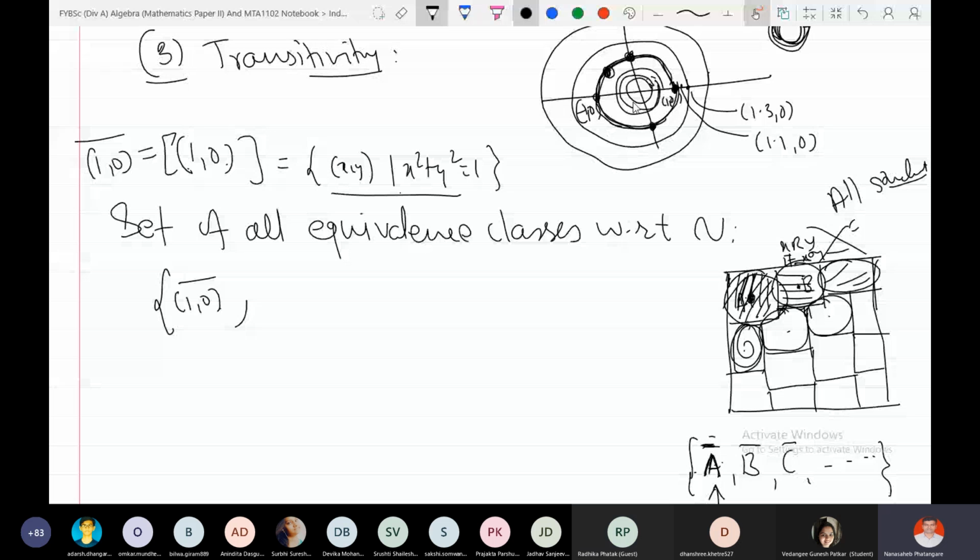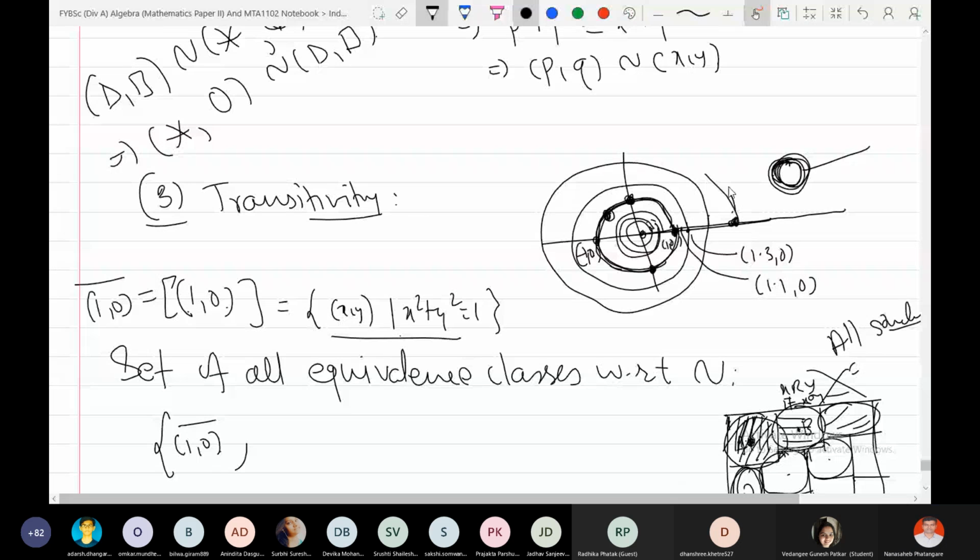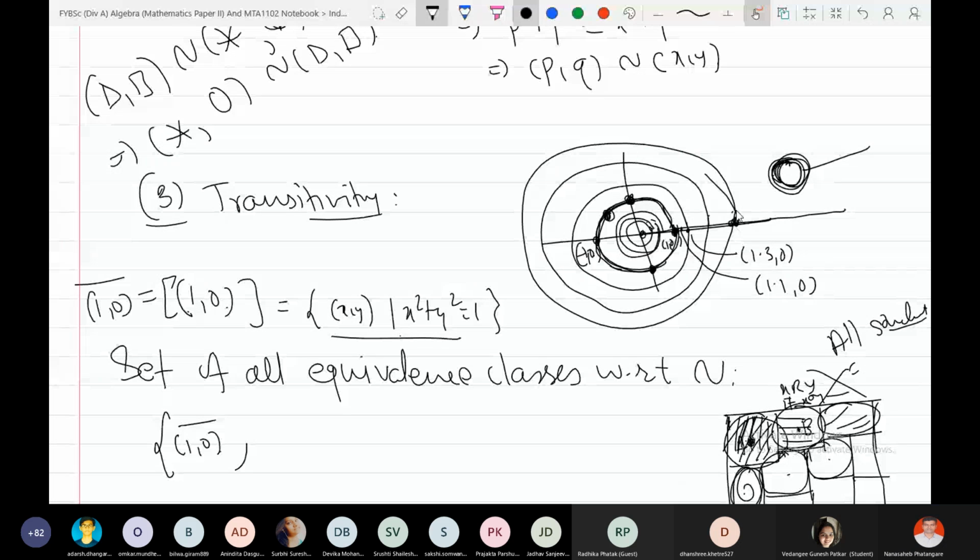Therefore, how do I get all the classes? I have to just pick up all the points on the positive x-axis. You choose any point on the positive x-axis and look at its class. Is it sufficient to say that all elements are included in its class? Just choose any point on the positive x-axis and look at all the classes. The entire plane will be filled. Do you understand this?